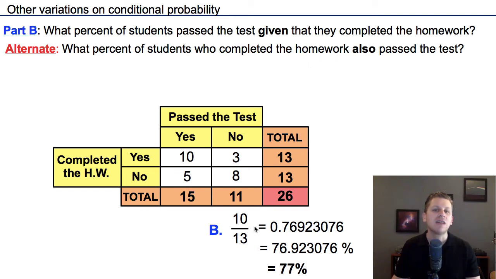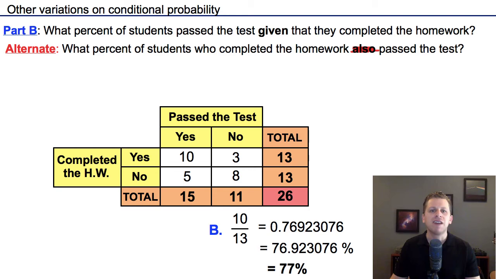That clues us in that we're only interested in the base of the students that completed the homework, because again, it didn't say what percent of all students, it said what percent of students who completed the homework also passed the test. We could have also asked this same statement here without the word also. The word also is definitely helpful to letting us know that it's a conditional probability, but they could have asked the same thing like this: what percent of students who completed the homework passed the test?